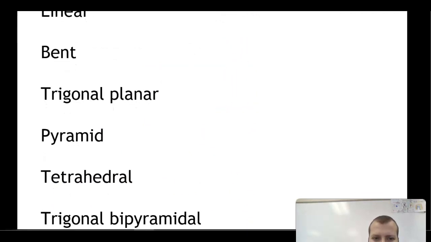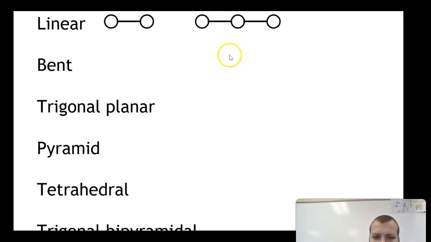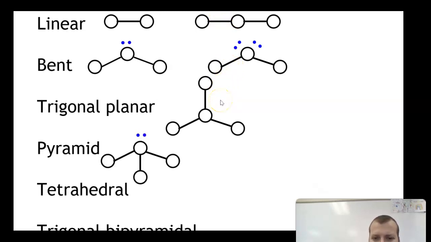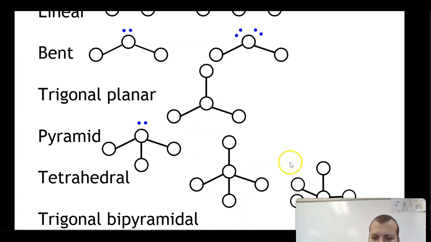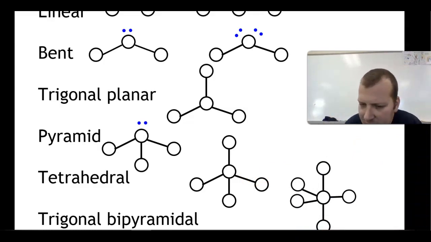Okay. So here's a summary of all the shapes. Linear, flat across. Bent, that's a bent shape. Trigonal planar, pyramid, tetrahedral, and trigonal bipyramidal. So what you're going to do is build these molecules. You've got the worksheet, you're going to be golden. You're going to see what they look like in a three-dimensional figure. It's pretty cool.